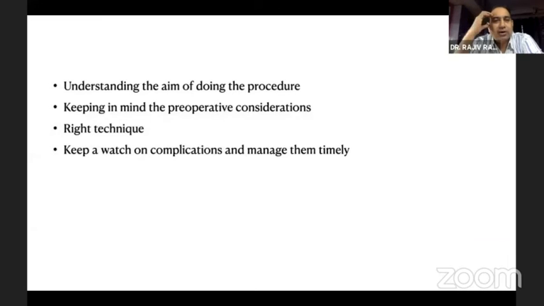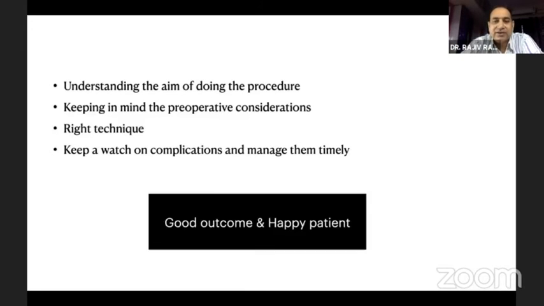So to conclude, a good understanding of the aim of doing the procedure. It's not like in every case of phaco IOL, SOR is needed. Understanding why you want to combine both procedures, keeping in mind the pre-operative considerations which I have told, the right technique, and keeping a watch on complications and managing them timely would have a good outcome and a happy patient. Thank you very much.